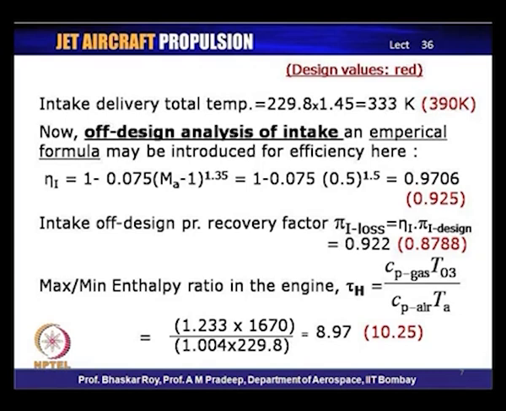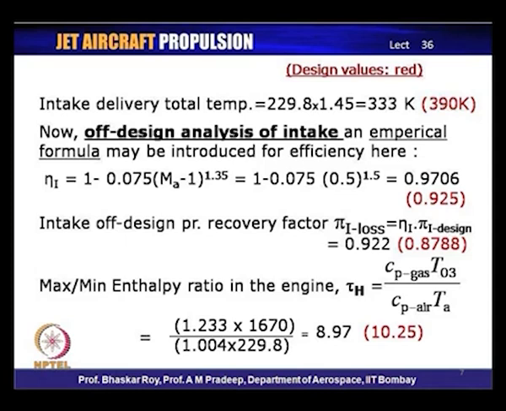The corresponding intake pressure recovery factor, which means how much of the ideal total pressure is recovered by this intake, can now be found out, and that would be intake efficiency eta I into pi design, which was given earlier. This tells us that the value could be 0.922, which is again higher than the design value, which was 0.8788. So, the pressure recovery at Mach 1.5 is better than that at Mach 2, which is what is expected in view of the fact that it is flying at a lower Mach number.